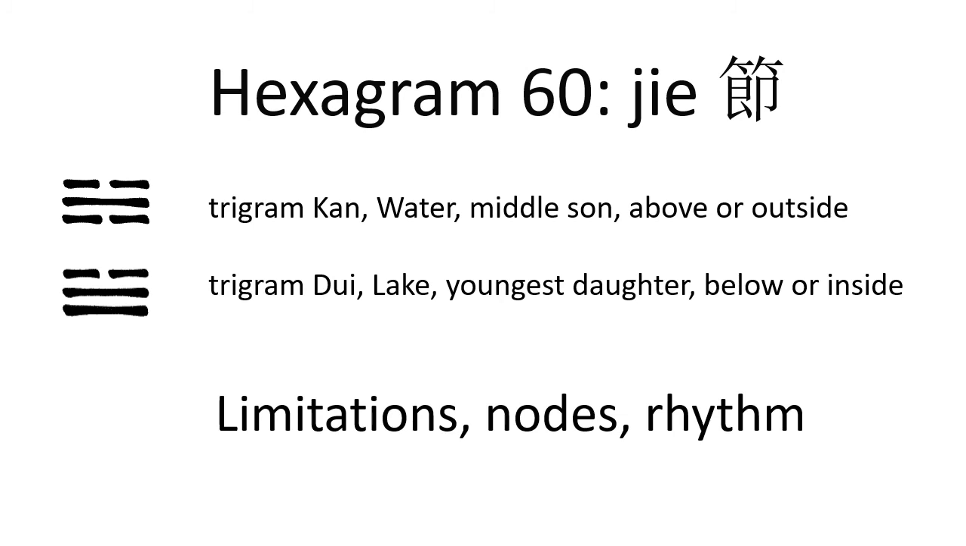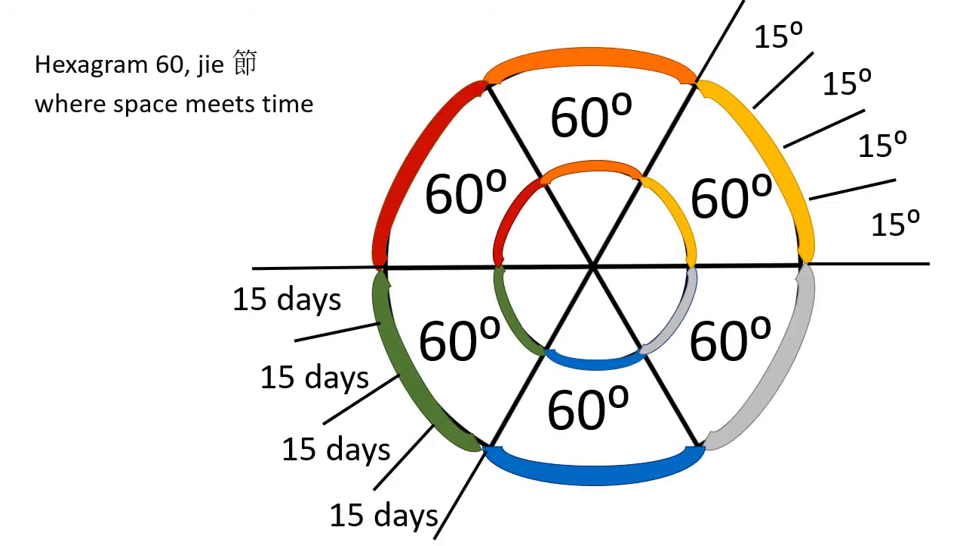And our life needs rhythm and structure, but that rhythm and structure needs to be flexible like the nodes of bamboo. And keeping these nodes alive and allowing rhythmical beats is what allows us to live our life in the best way possible. So 60, it's not by chance that jie is the 60th hexagram.